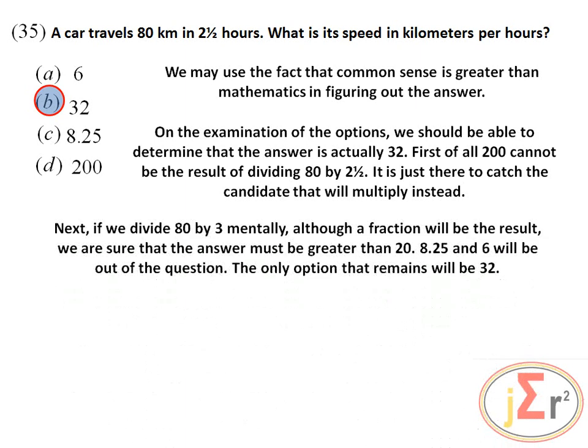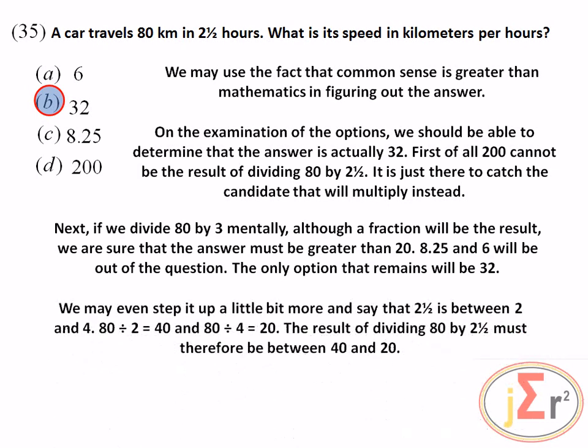Next, if we divide 80 by 3, mentally we are saying 3 because 3 is close to 2.5. Although a fraction will be the result, we are sure that the answer must be greater than 20. 8.25 and 6 will be out of the question. So if we divide 80 by 3, we will get an answer that is greater than 20. Therefore, 8.25 and 6 cannot be correct. The only option that remains will be 32. 32 is the only possible correct answer that we will have.